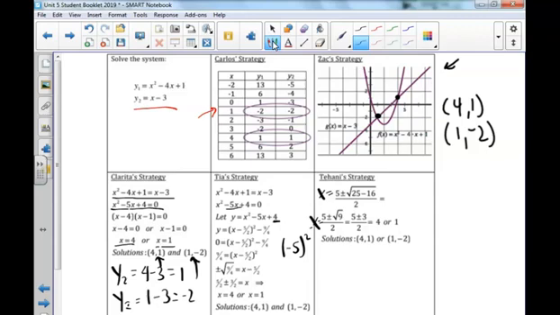And the last strategy is Tehani's, which is using the quadratic formula. Once we got our function in the standard form, x squared minus 5x plus 4 equals 0, we'll plug a in as a 1, b in as -5, and c as +4. When we plug into the quadratic formula, we will also get 4 and 1, so our solutions will be the same, 4, 1, and 1, -2.